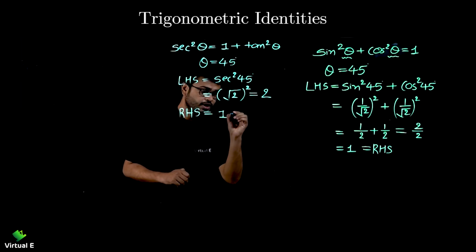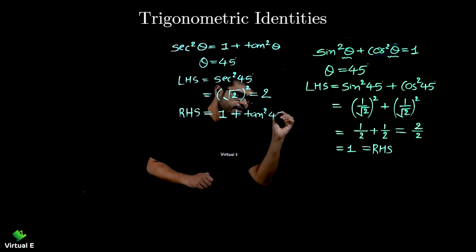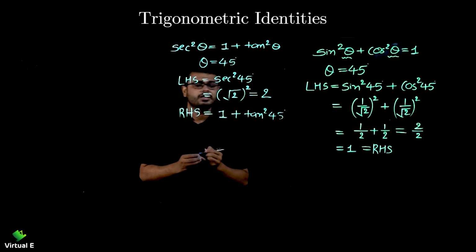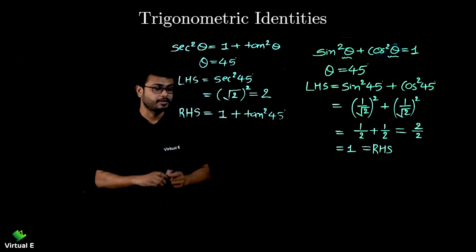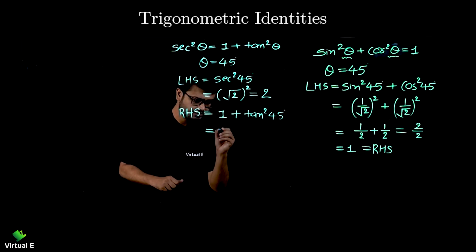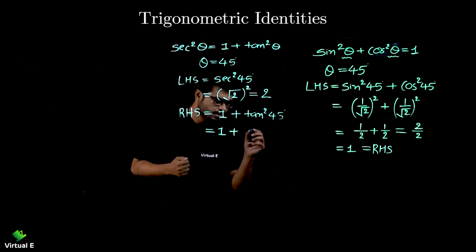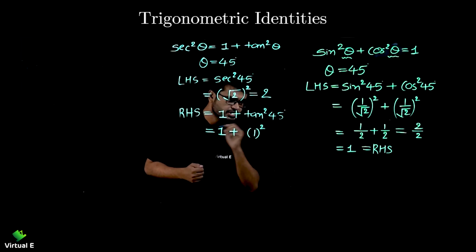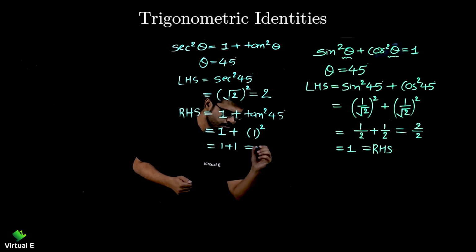So it is 1 plus tan square 45 degree. Here, 1 plus tan square 45 degree. Now, do we know the value of tan 45 degree? Yes, we know it is 1 and I need to do the square of it. So 1 plus 1 is equal to 2.